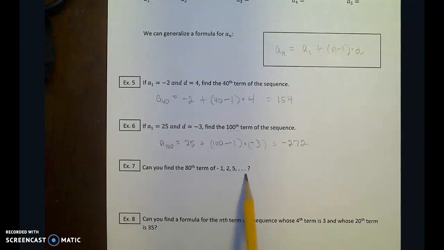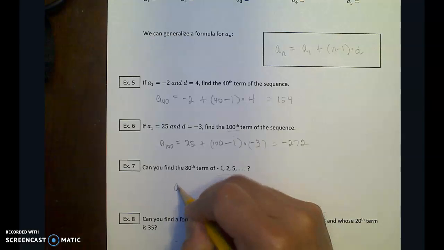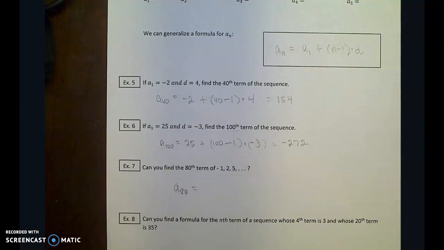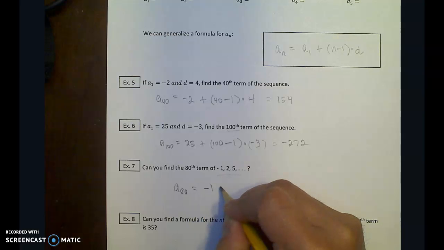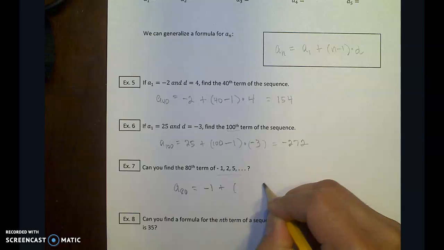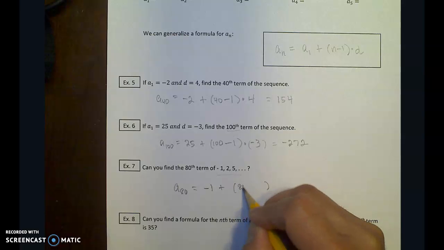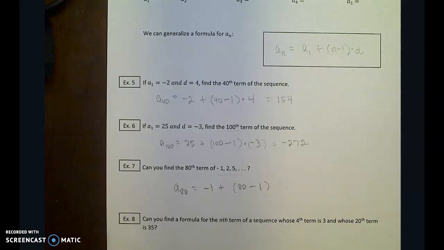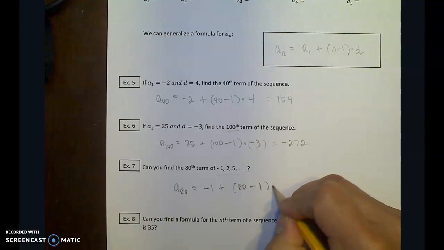Here you're given the pattern, you start the sequence, and we want to find the 80th term. Again, we're going to use this formula. A sub 80, the 80th term. So let's take the first term of the sequence, -1, plus the term number you're looking for, 80, minus 1, times the common difference.